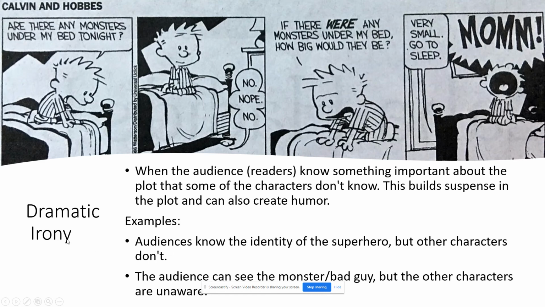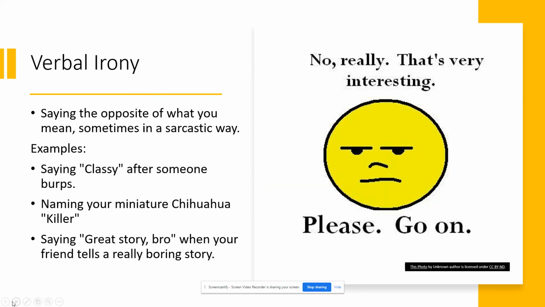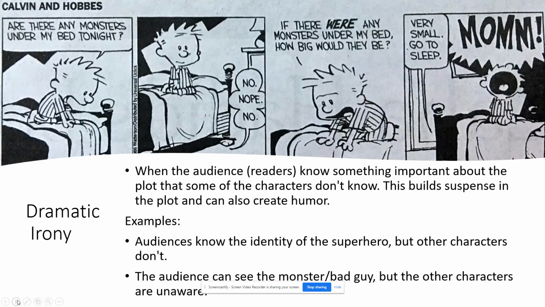So these are the three different types of irony. We have, again, situational irony when things are the opposite of what you would expect. Verbal irony when you say the opposite of what you mean. And dramatic irony when the audience knows something that the characters don't know.